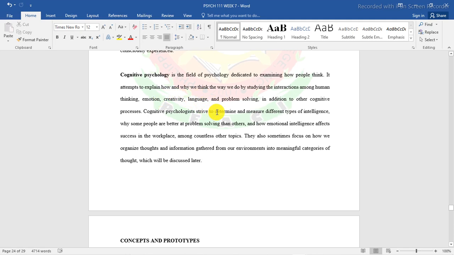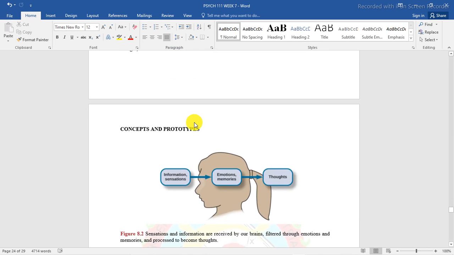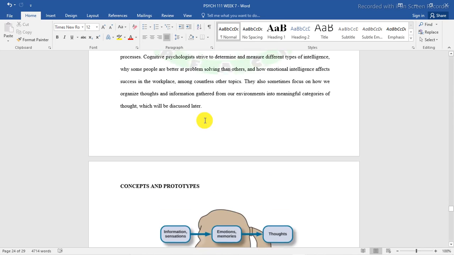Kasi all of this is the study of behavior. How your learning relates to your behavior, how your thinking relates to your behavior. Yan yung study ng cognitive psychology. They are dedicated to how people think in connection to how they behave. Okay? So, how about concepts and prototypes?